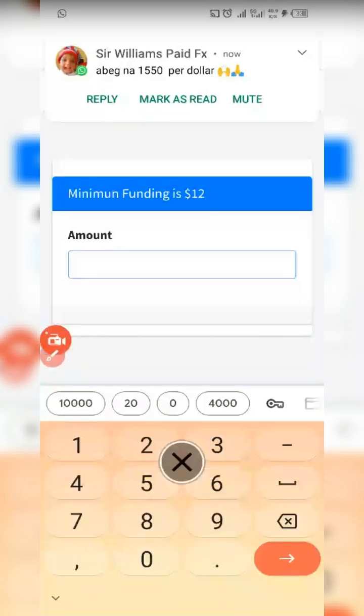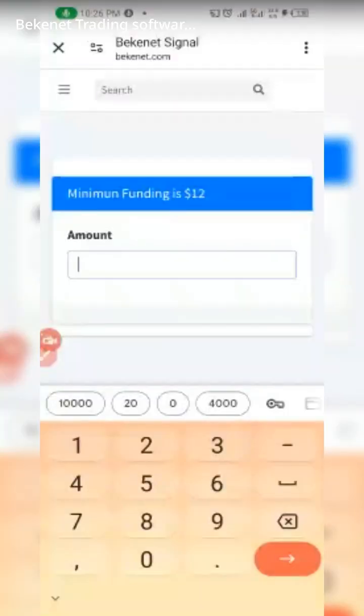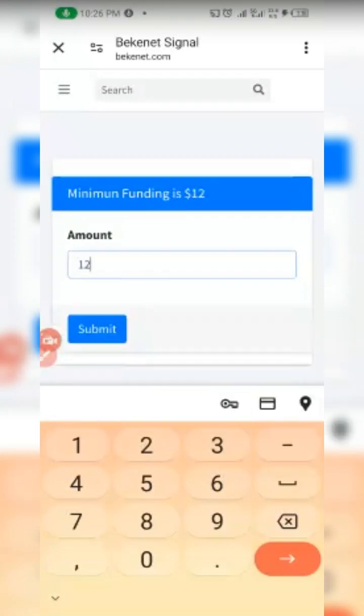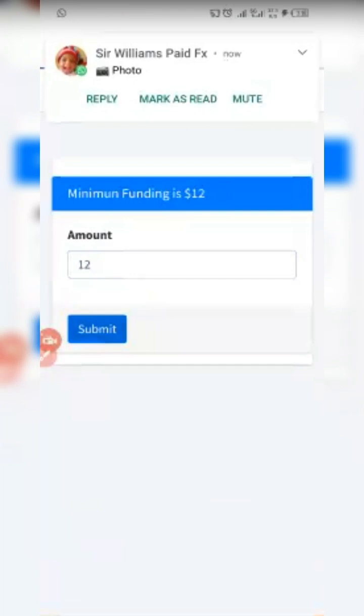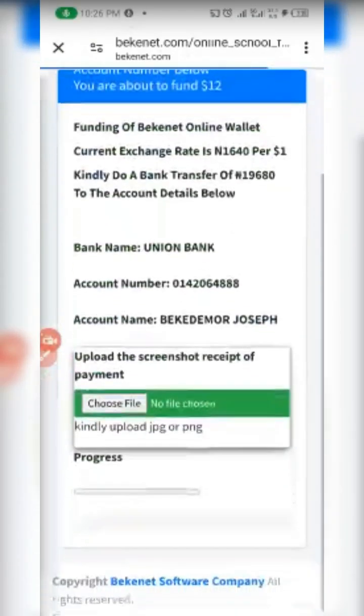Before, the minimum card you can buy for your MTN line is 100 naira. So you can buy 2,000, you can buy 3,000. So the minimum recharge you can do here is $12. So once you put $12, click on submit. You understand? Once you click on submit, it's going to give you an account number.